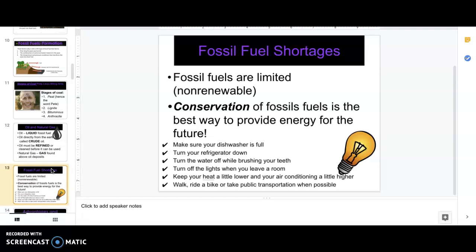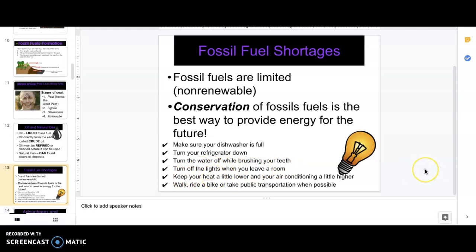We're trying to avoid fossil fuel shortages. They're limited. Remember, they take millions of years to form, so if you do dishwashers, make sure that the dishwasher's full. Don't do it for a few dishes. Only keep your refrigerator as cold as it needs to be. Turn off water when it's not in use, so when you're brushing your teeth. If you're not using the water, turn it off. Turn off lights when you leave a room.